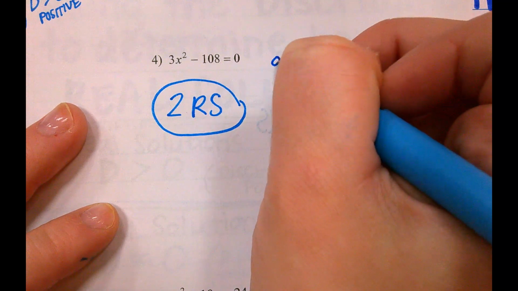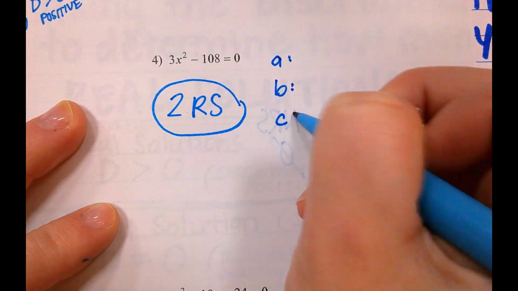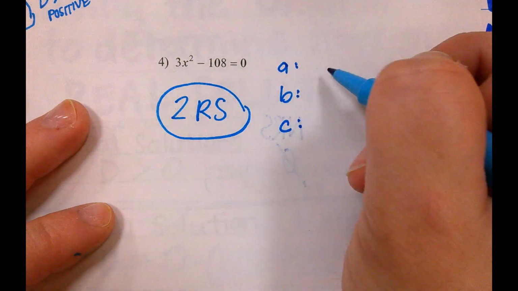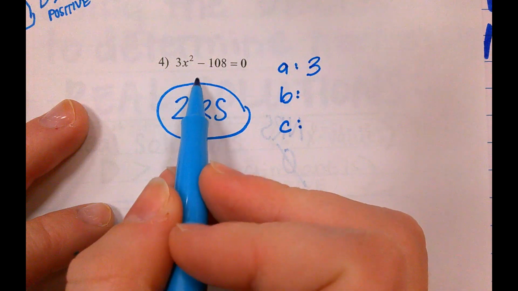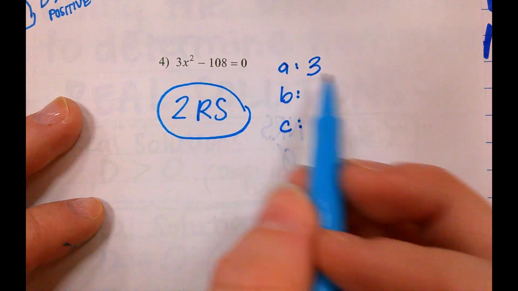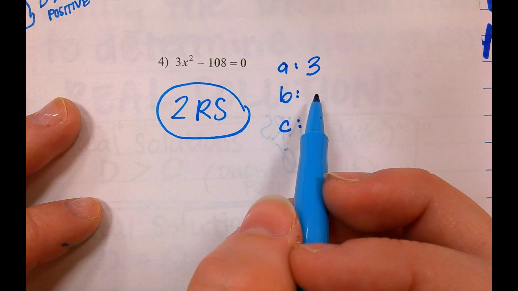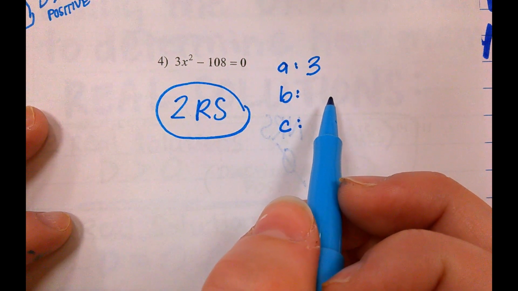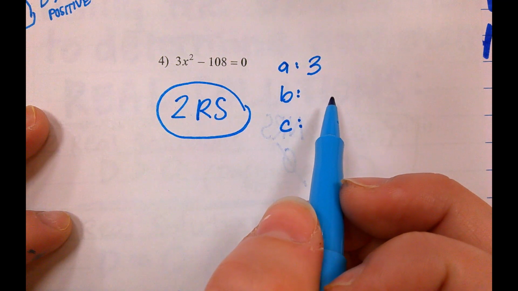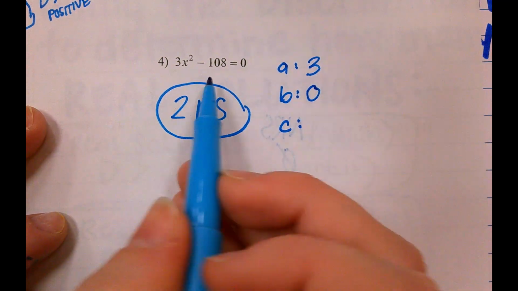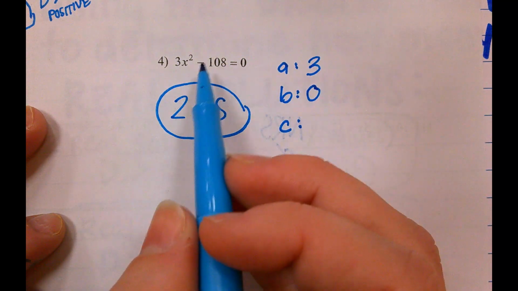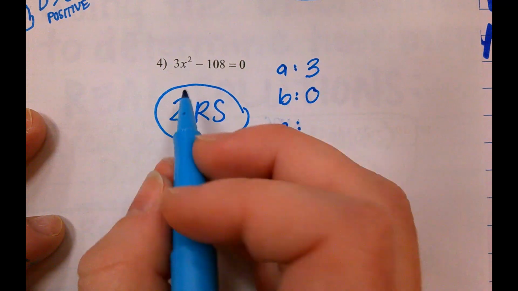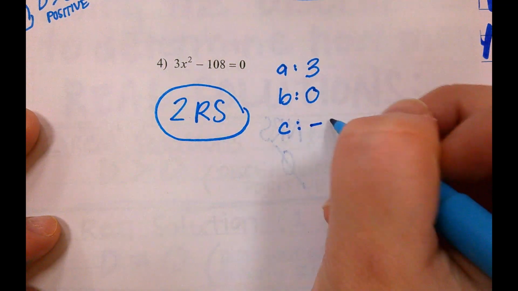So that would mean when we're identifying A, B, and C, first, what would our A be? 3. If there's no middle term, no x, what does that make B? It's the only number that could make x disappear. 0. So B is 0 in this case. If there's no middle term, no x, it's 0. And then C would be -108.